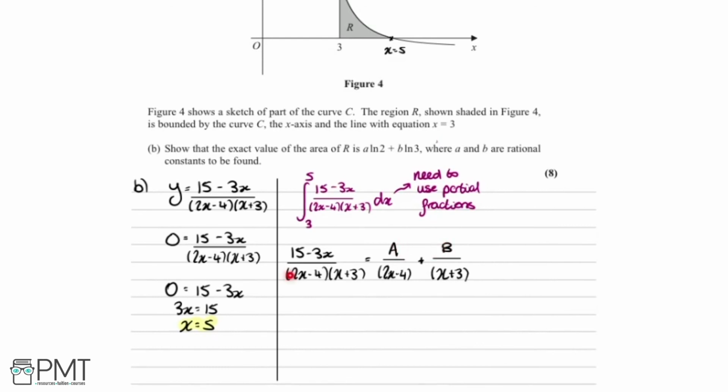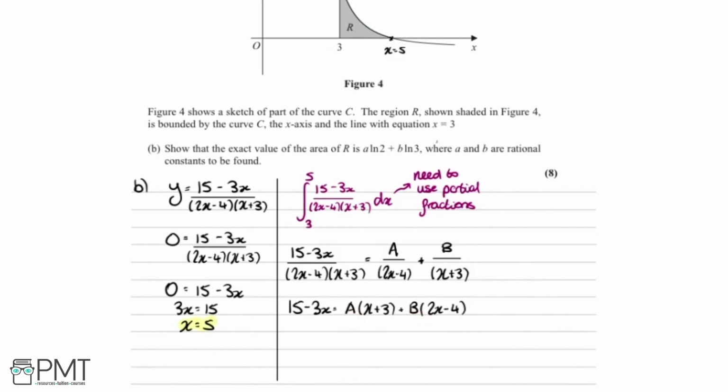What we're going to do is multiply both sides through by the denominator. So it cancels out here, and we just get 15 minus 3x. These brackets will cancel, so we'll just get A multiplied by (x plus 3). And these brackets will cancel here, so we'll just get B multiplied by (2x minus 4). So now we're almost there working out what A and B are.